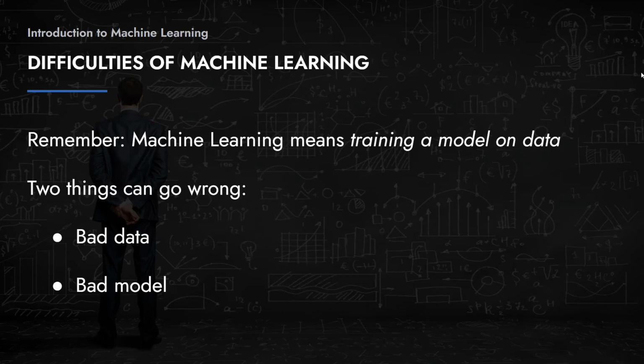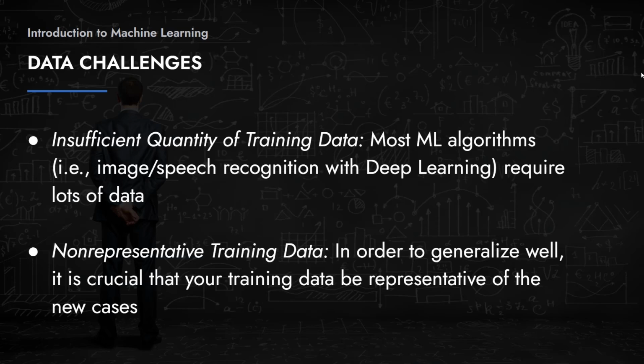Now, some difficulties of machine learning include bad data and bad models. So machine learning means training a model on data, right? That's basically the definition of machine learning. So there are two things that can go wrong. You can have bad data, which will result in a bad result, or your model can be bad. What do we mean by bad data? So there are some data challenges that we should be aware of.